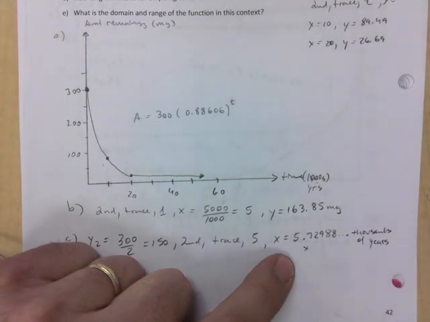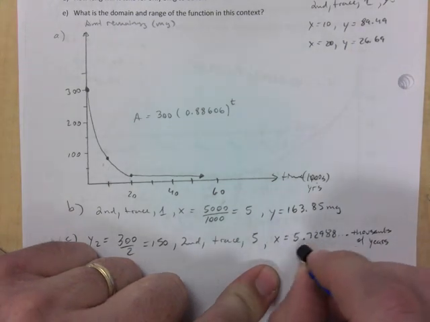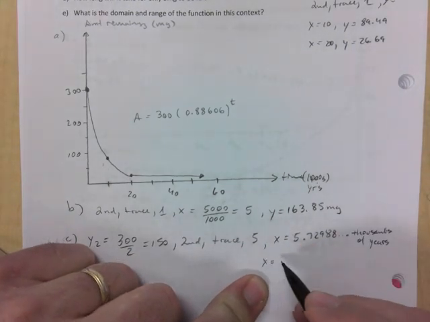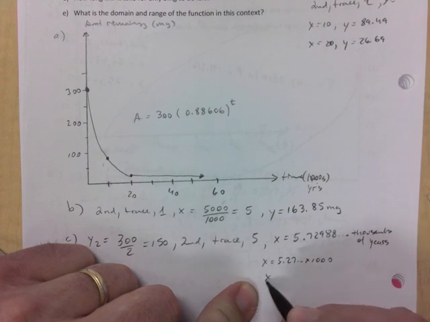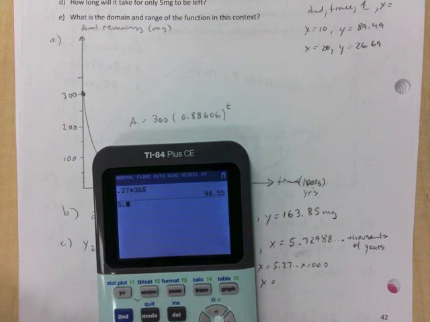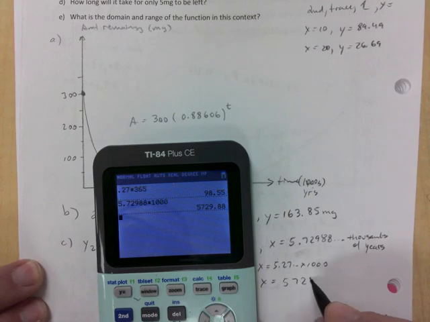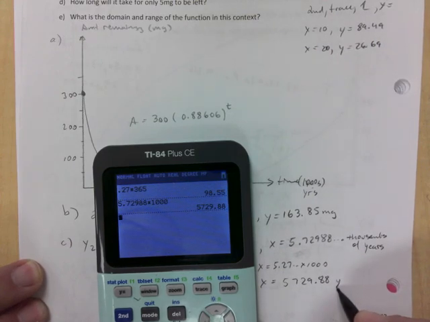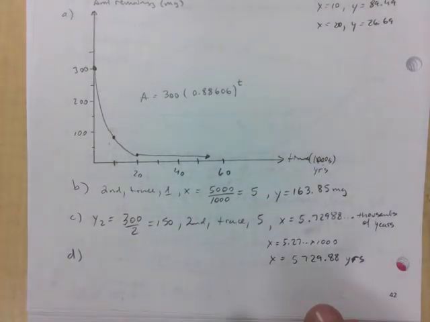But if you want to just say years, right, I'm going to keep that separate, you just take X, which would be 5.72988 something times 1,000. So now you can state it in years. So I'm going to go 5.72988 times 1,000. That's 5,729.88 years, if you want to write it like that, okay? So you choose, depending on what the question asks for, right?